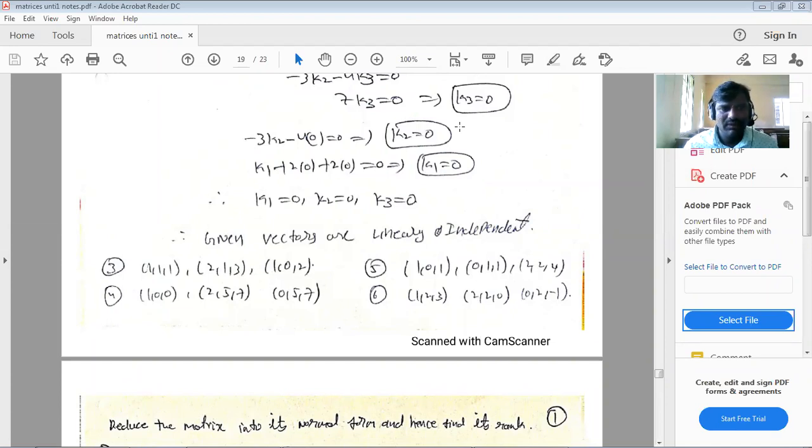Yes, all of you got the same answer. Good. Anyone got a linear dependent? Anyone got a linear dependent?